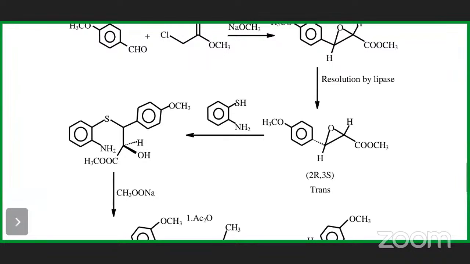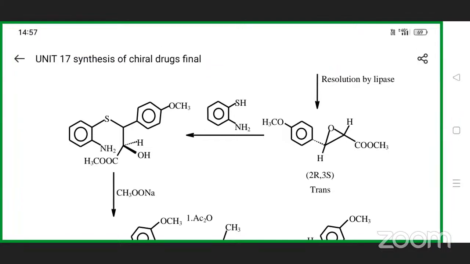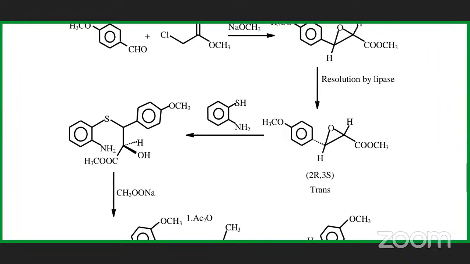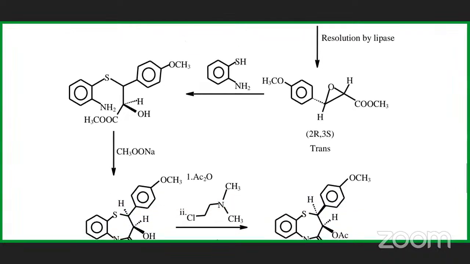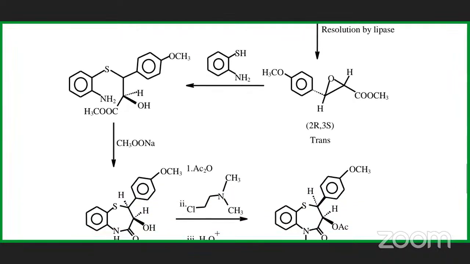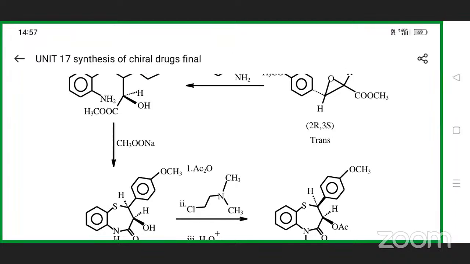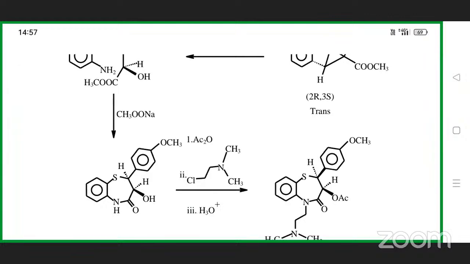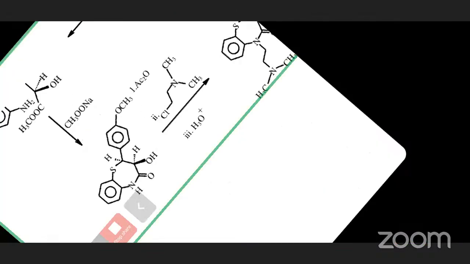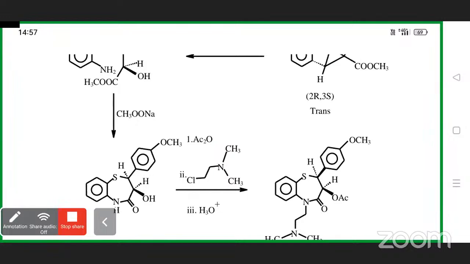Then the opening of this particular epoxide ring with orthoamino thiophenol. The orthoamino thiophenol is going to open the epoxide ring here. Then the cyclization, very simple. Because of the amide formation here, the cyclization is taking place.